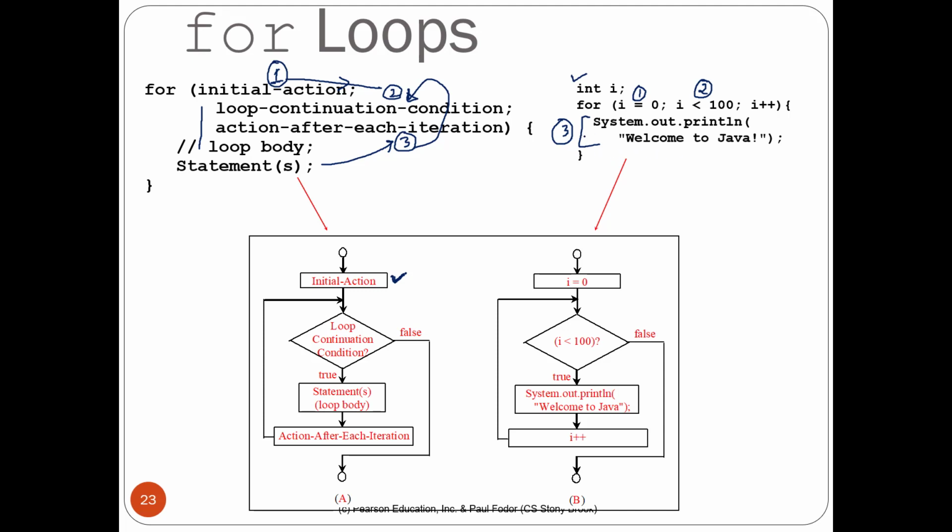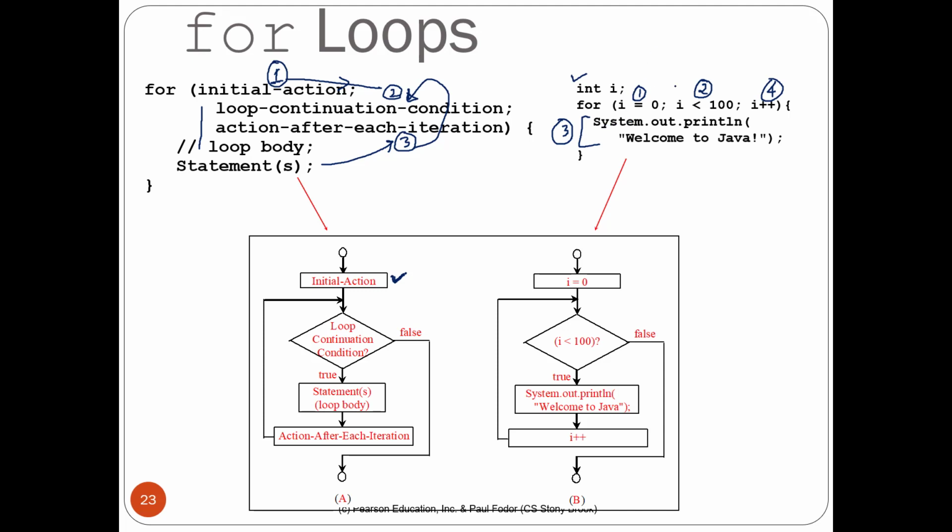And after doing this, I will do the action after each iteration. And what is the action? The action is right here. I should come back to this third part of the for loop after running the body. If my very first condition of the for loop was false, I will never reach the third part of my for statement. I will come to the third part only after running the body at least once.